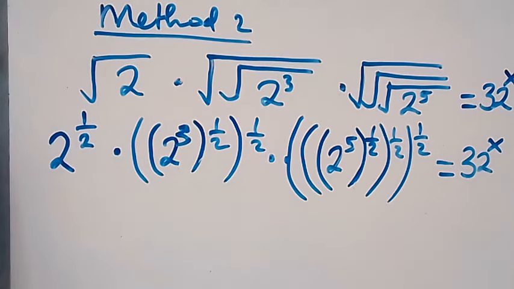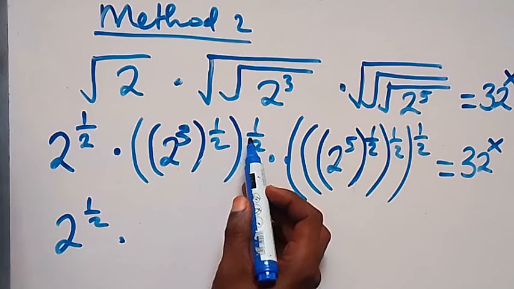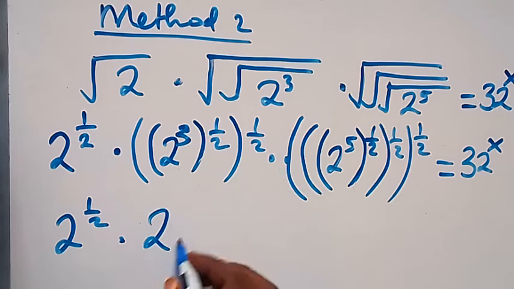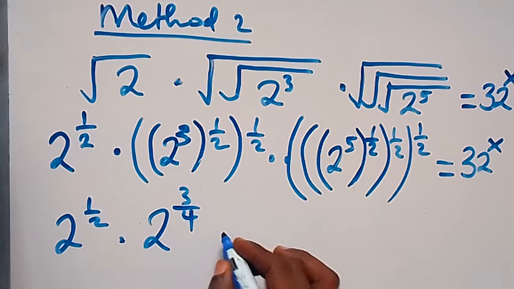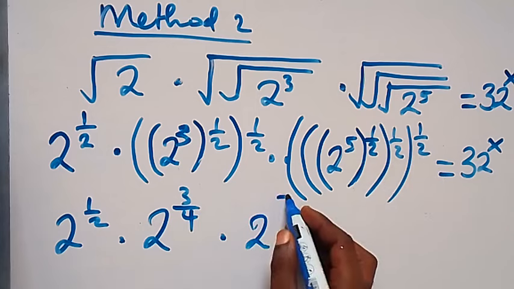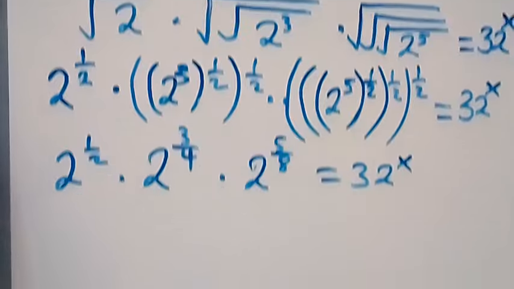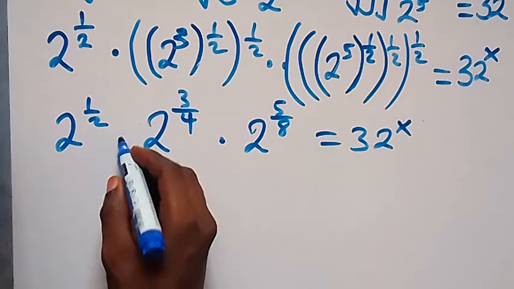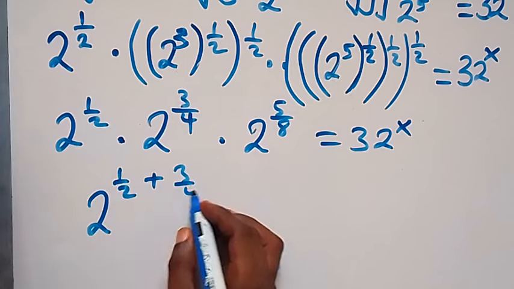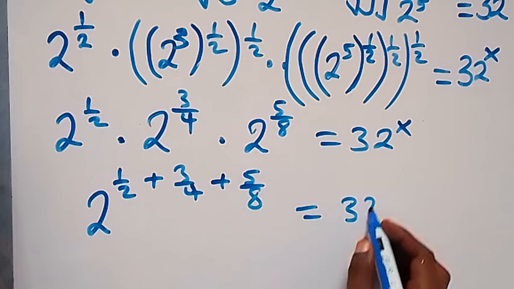Since we multiply these powers, we still have 2 raised to power half, then times this power we multiply. So we have 3 times 1 times 1, that's 3, then 2 times 2, that's 4. So we have 2 raised to power 3 over 4, then times 2 times 2 times 2, that's 8, so 2 raised to power 5 over 8, which equals 32 raised to power x. We can bring these powers together and sum them. From the law of indices, we have 2 raised to power half plus 3 over 4 plus 5 over 8, which equals 32 to the power of x.